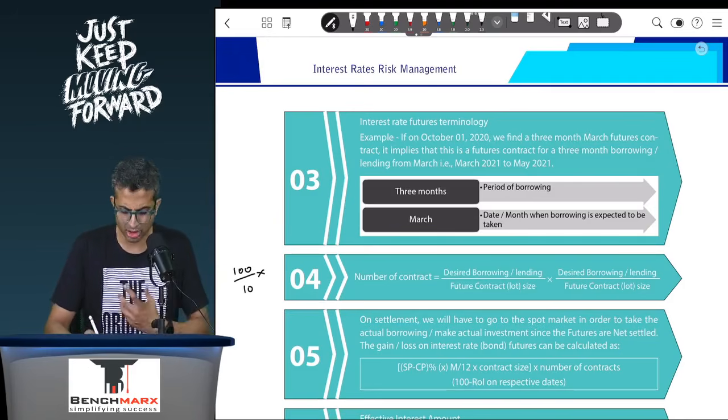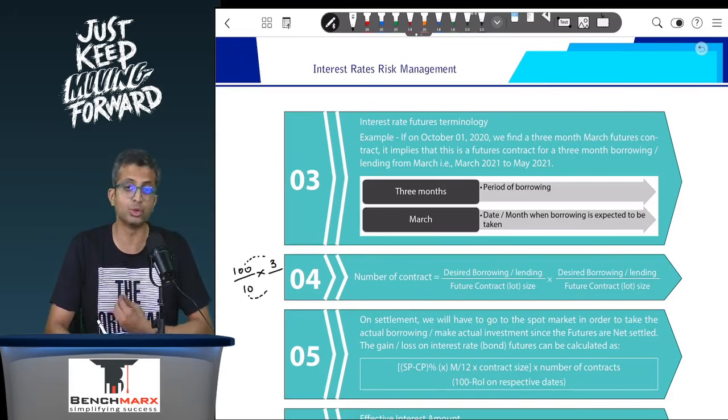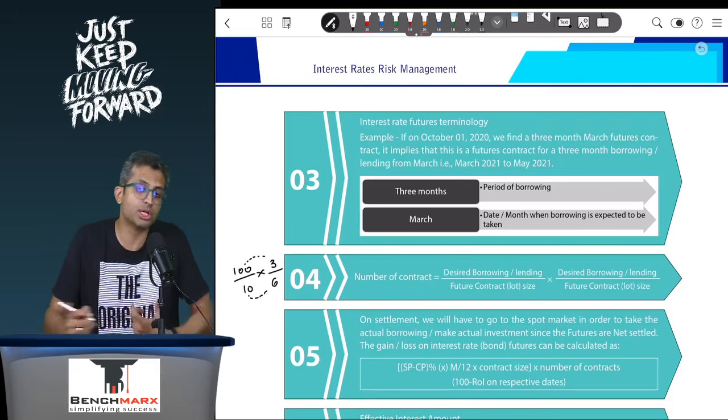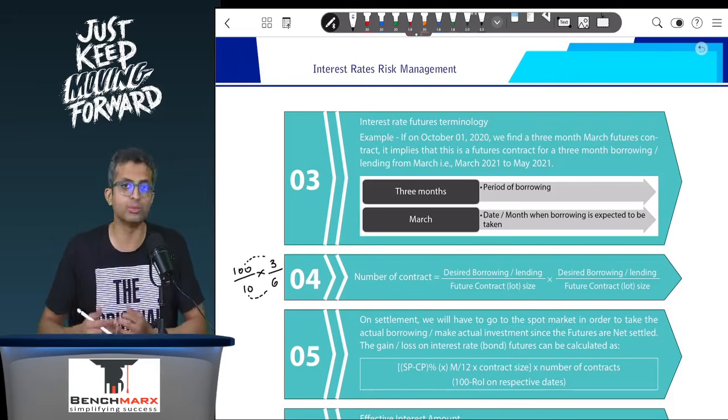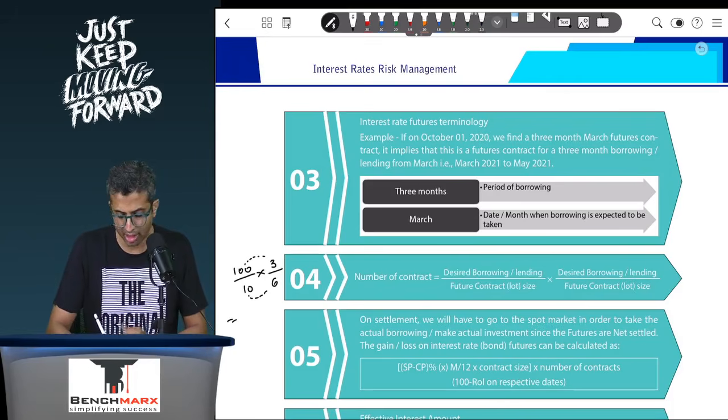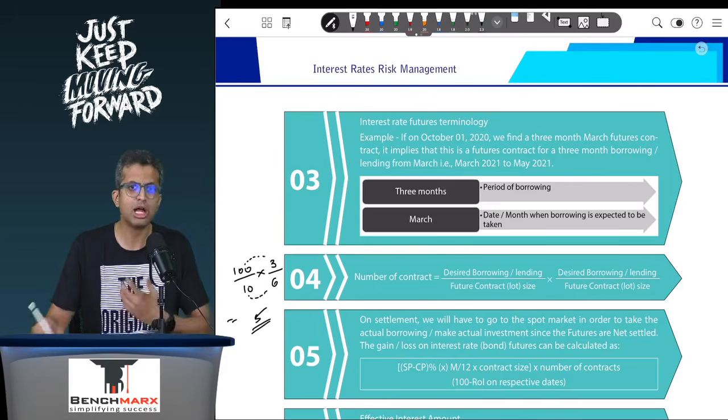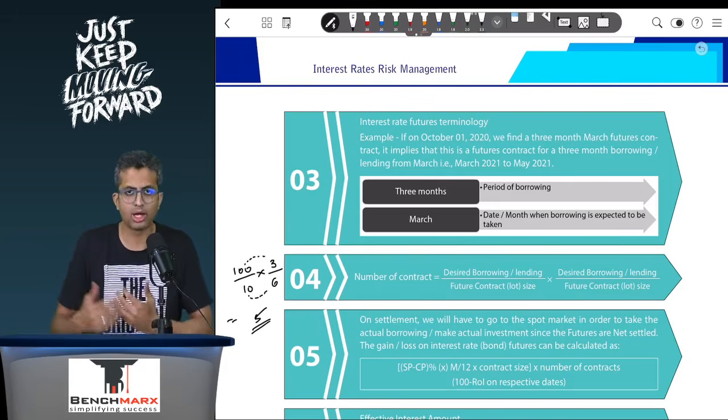And the adjustments over here will be, if you are taking the numerator, the desired borrowing, you will multiply that by the number of months under the desired borrowing, and in the denominator, if you are taking the futures contract size, you will take the number of months under the futures contract. So if that is 6 months, this is how it should appear. So this is 100 into 3 upon 10 by 6, and hence this will be 5 contracts. So this is called the equivalent contract adjustment.